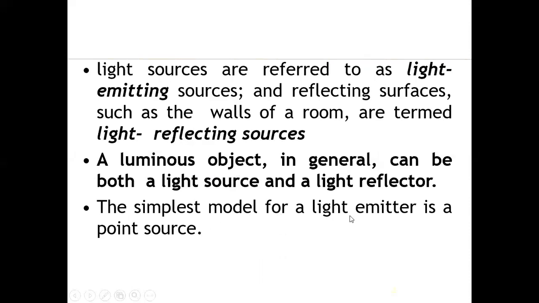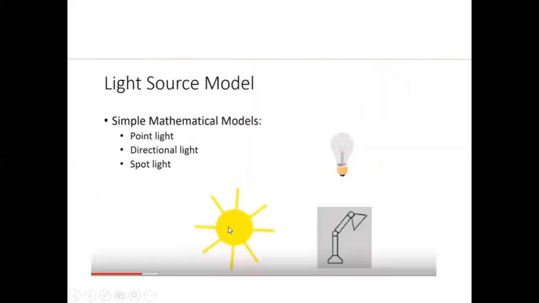The simplest model for a light emitter is a point source. A point source is nothing but your bulb or the sun, which emits light. There are different mathematical models for light sources: point source, directional light source, and spotlight. A bulb is an example of a point source, which glows and provides light. It is omnidirectional, providing light in different directions. The sun is also a point source. A tube light is an example of a directional source, because it provides light in a single direction.